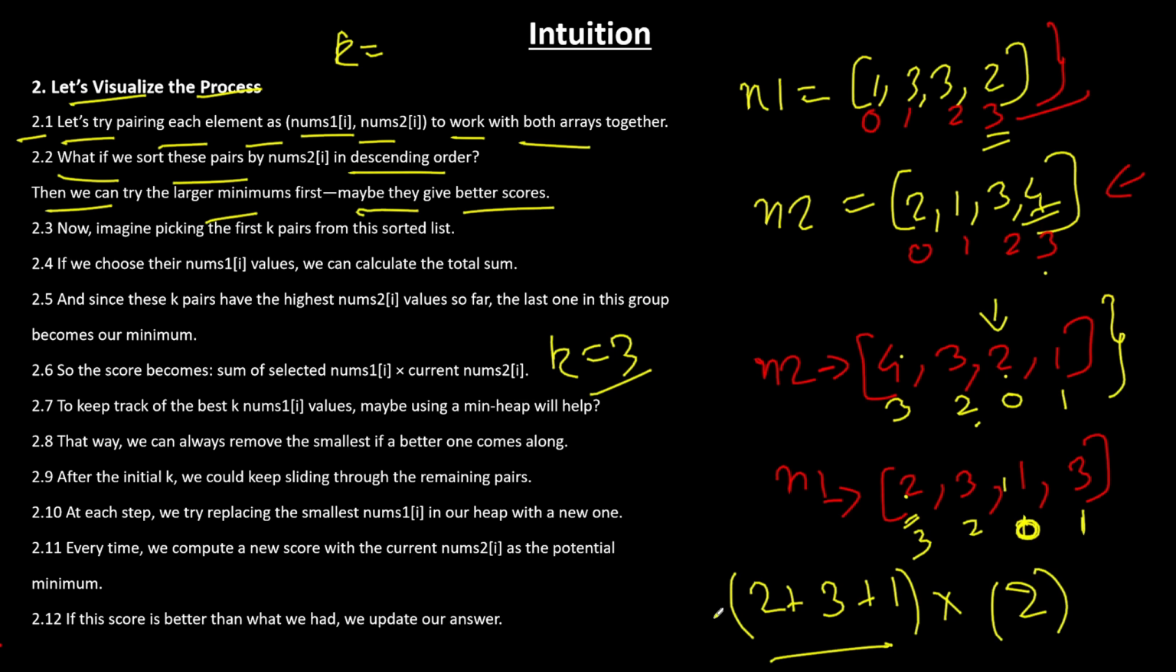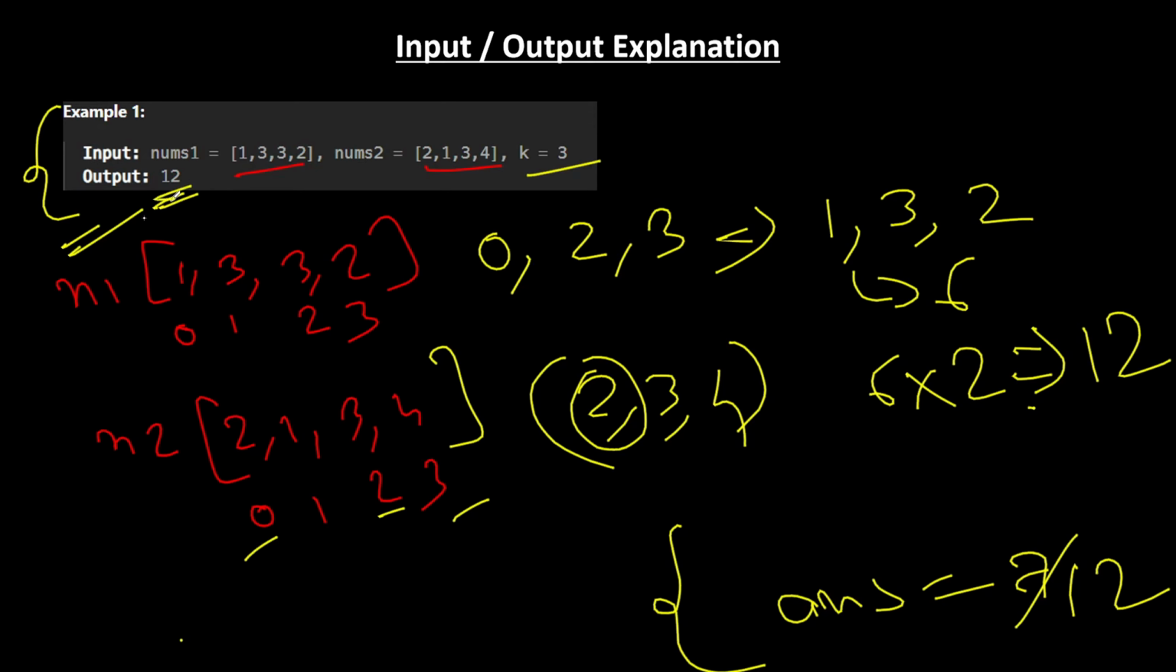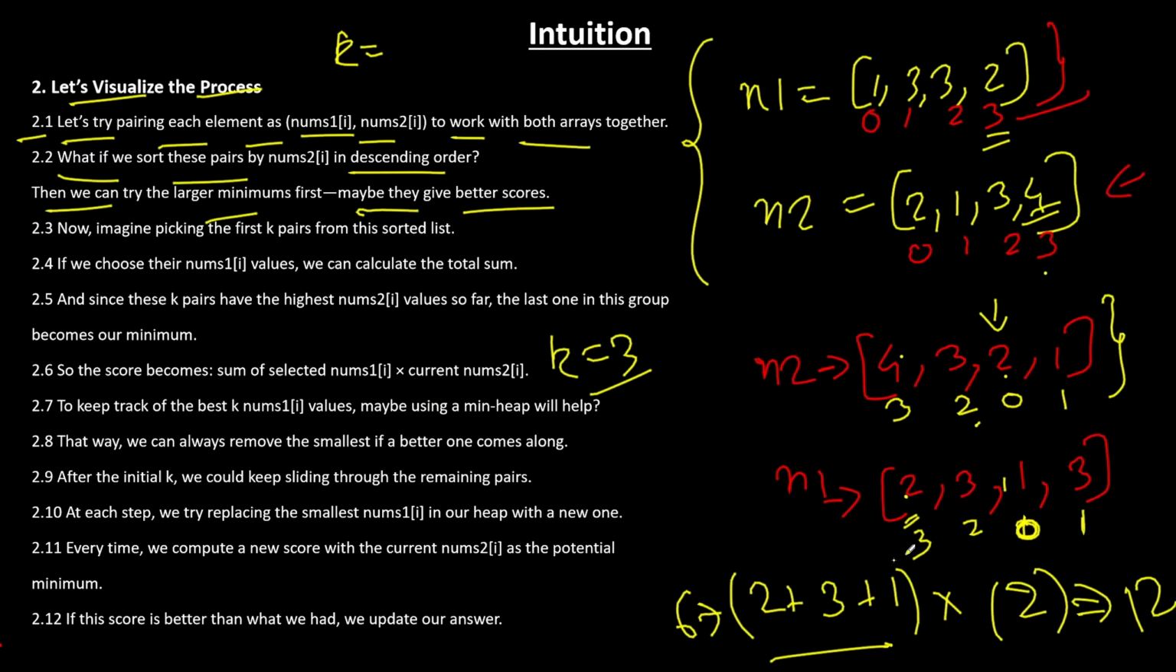Now this is the sum. The sum comes out to be 6, and if you multiply this, we get 12. If you remember, I have taken this example from one of our input-output explanations, right? And for that, if you can recall, we had the output as 12, right? For that, we similarly took 0, 2, 3 indices, or basically 1, 3, 2 values, okay? And 2 was the minimum. Here also it is the same case, 0, 2, 3, because it's 3 and it's also 3, right? So we got the same thing.